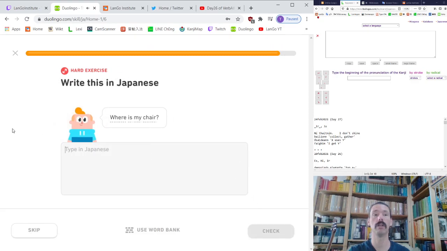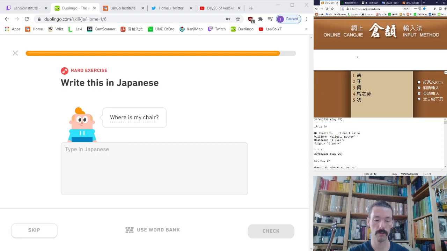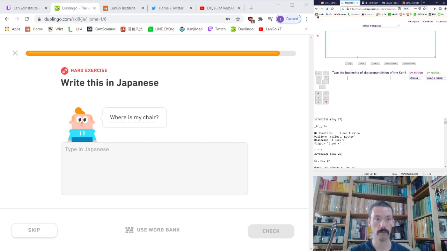Where is my chair? So we need some kanji to express my. Watashi, chair, isu. Okay, and now we'll fill out the rest of the sentence. Where is my chair? Watashi no, for possession. Isu wa, that's the topic. Doko desu ka? Watashi no isu wa doko desu ka?